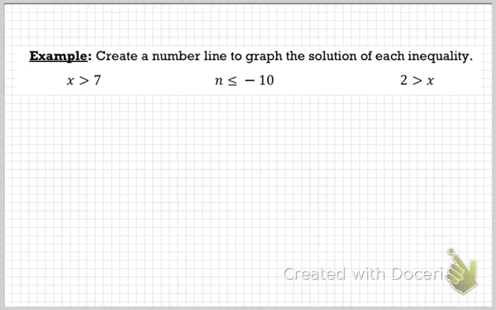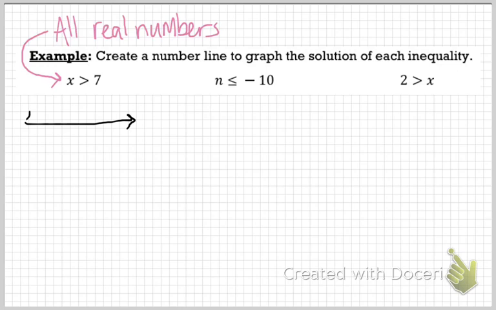So this here says create a number line to graph the solution of each inequality. So this inequality is saying x greater than 7. Well, something we need to know about x is that it represents all real numbers. What that means is any number you can imagine as long as that number is greater than 7. So that's exactly what I'm going to draw in my number line. The number we're going to focus on is 7. Notice that this is just greater, so it means open circle.